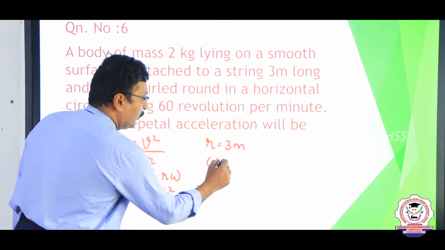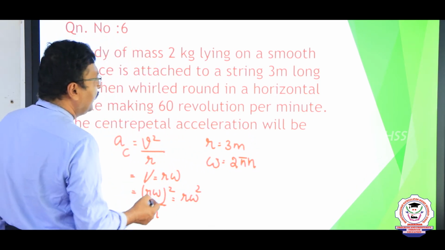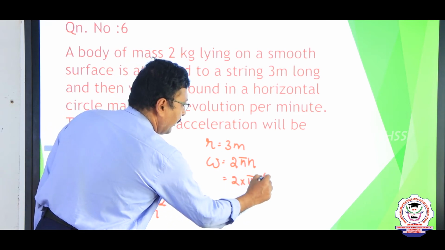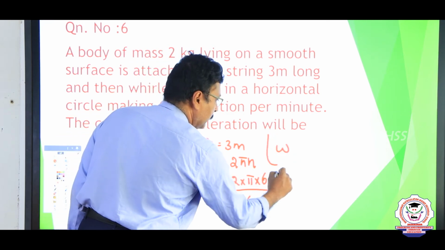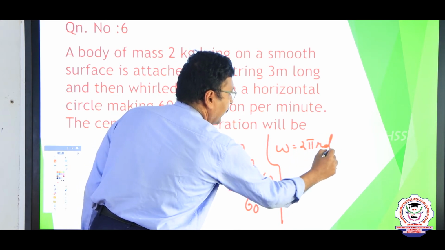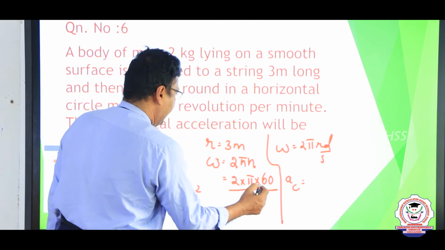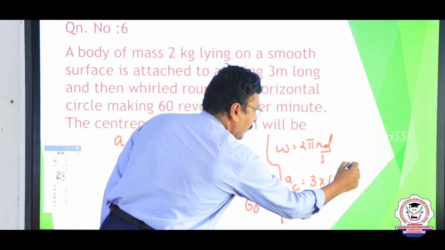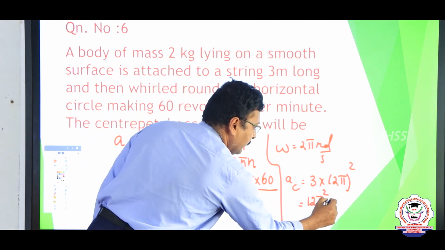What is omega? Omega is equal to 2 pi n. So what is my n? My n is 60 revolutions per minute. So I convert it into 2 pi into 60 per second, so I divide it by 60. So I will get omega is equal to 2 pi radians per second. Now I can find out the value of a c. Very simple. a c is equal to r, which is 3, into 2 pi whole square. So 2 into 2 is 4, into 3 is 12. So it is equal to 12 pi square radians per second square.